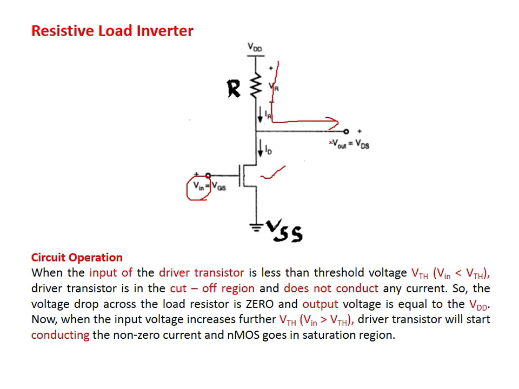Whenever it is on, the output is connected to ground through this transistor, hence it is discharging. You will get low output. For low input, you are getting high output. For high input, you are getting low output. That is, we are getting inverter operation. So here we have replaced the depletion mode MOSFET with a resistive load.